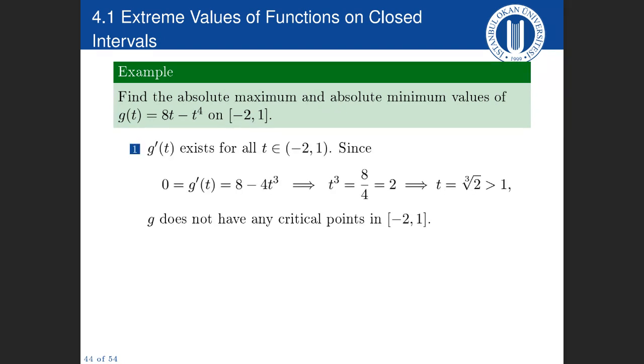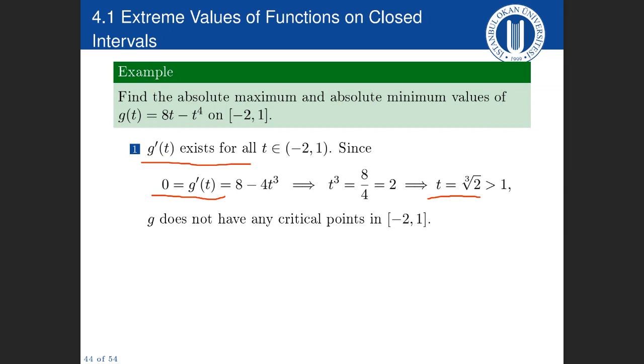The first thing to note is g prime exists for all of the interior points. We don't have any points where g prime doesn't exist. So instead, we only look for the points where g prime is equal to 0. Starting with 0 equals g prime of t, which is 8 minus 4t cubed, rearranging that, we get t is equal to the cube root of 2.